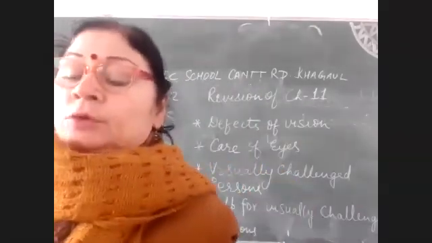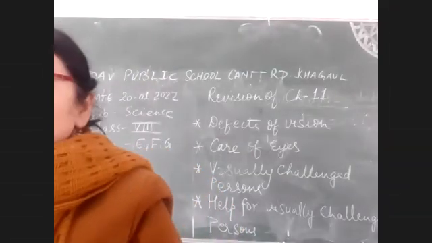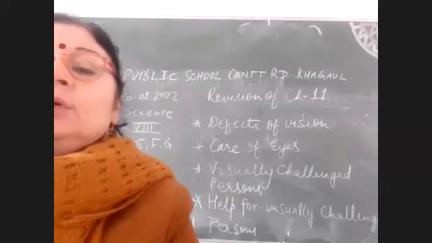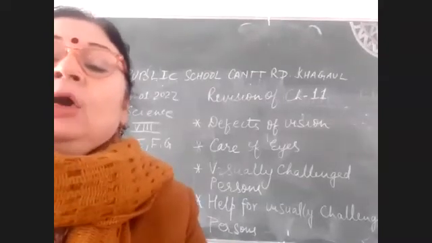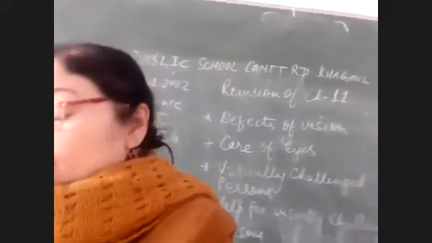So all of you just explain about the defects of vision. First one is myopia or nearsightedness. This one you will just tell. So one by one, Ananya. Yes, ma'am. Explain about myopia or nearsightedness.